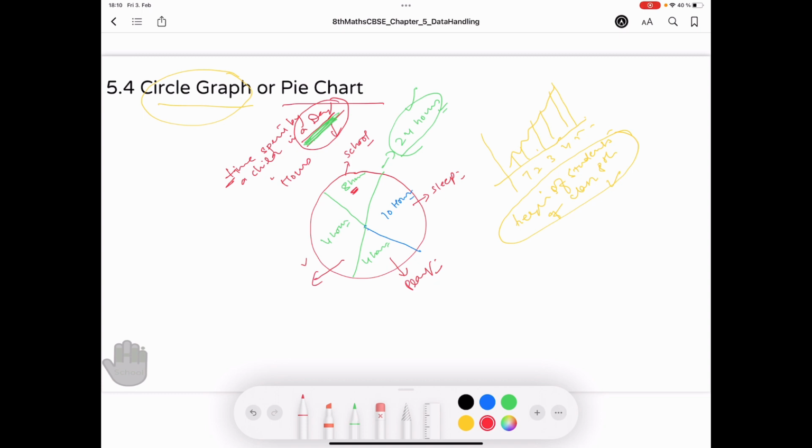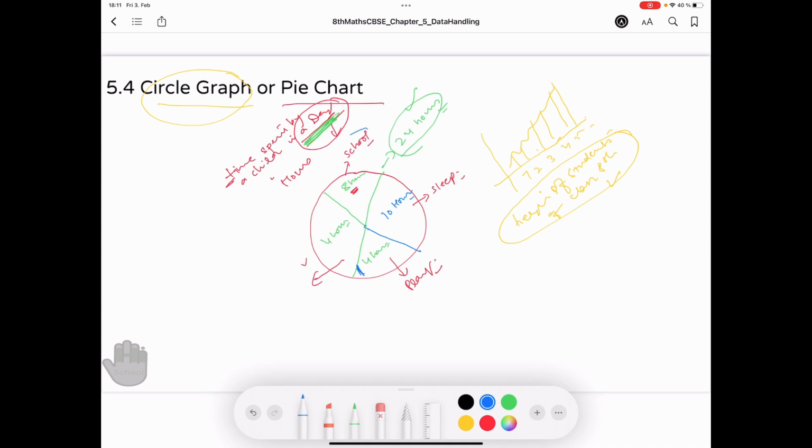So 18 plus 8 is 24. All 24 hours have been spent like this. So this is a pie chart for time spent by a child in a day. Now we can deduce different information from this circle graph or pie chart.